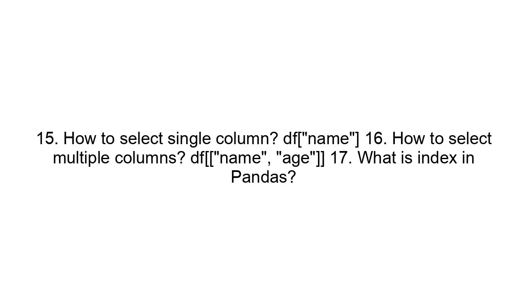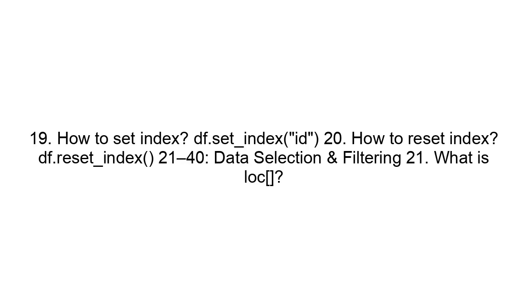15. How to select single column. df['name']. 16. How to select multiple columns. df[['name', 'age']]. 17. What is index in Pandas? Labels for rows. 18. What is default index? Numeric index starting from 0. 19. How to set index. df.set_index('ID'). 20. How to reset index. df.reset_index. 21 to 40. Data selection and filtering.